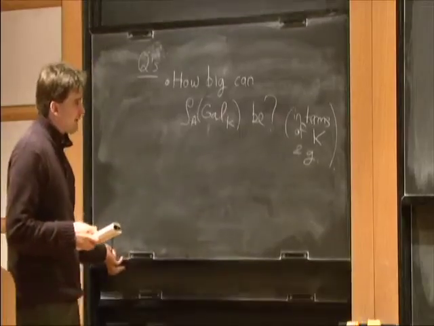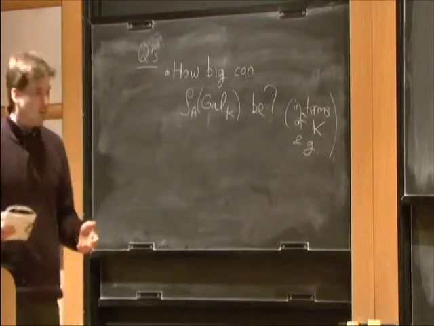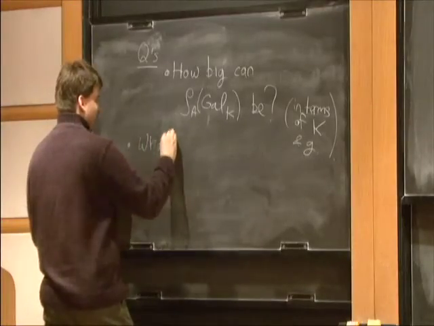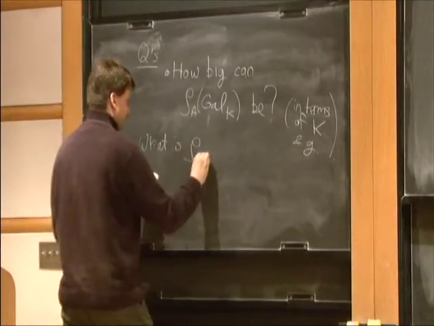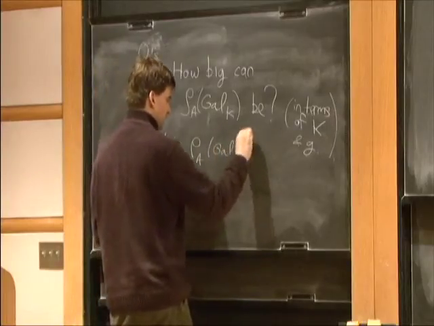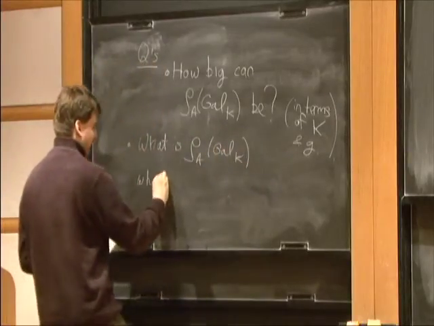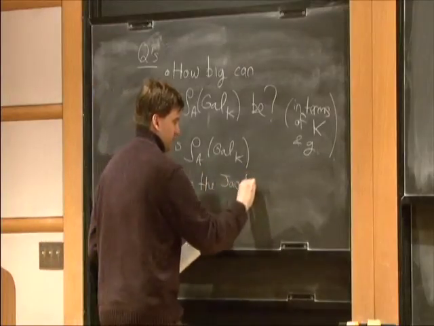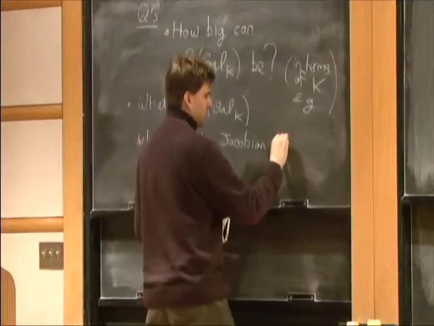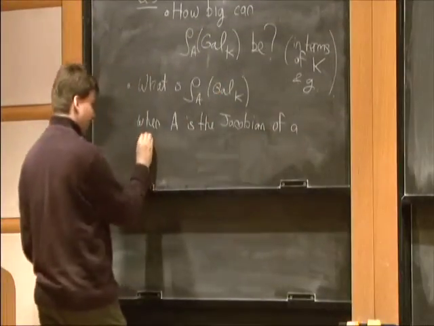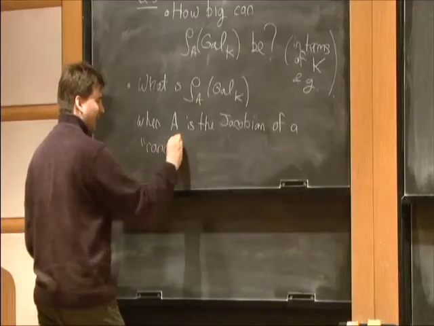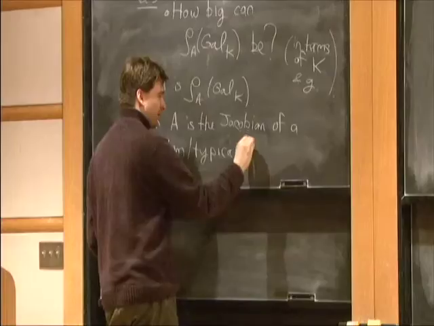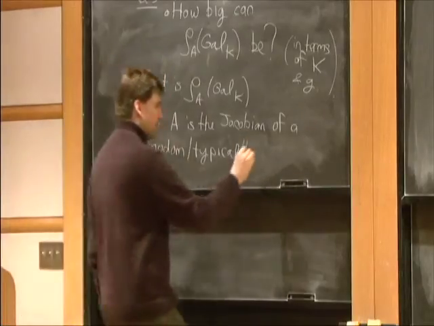Another kind of question you might ask is if you restrict A to special families, so what is this Galois action when, say, A is the Jacobian of a, and you can use whatever word you want here, it's in quotes, so it doesn't really matter, random, typical, and then you can pick a family of curves you like to study, so I'll say hyperelliptic curve.